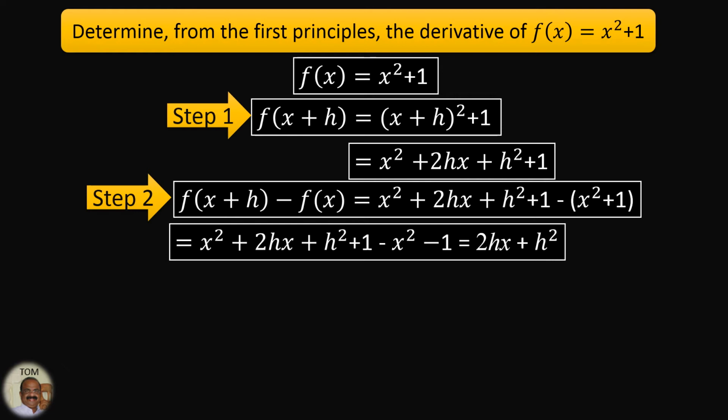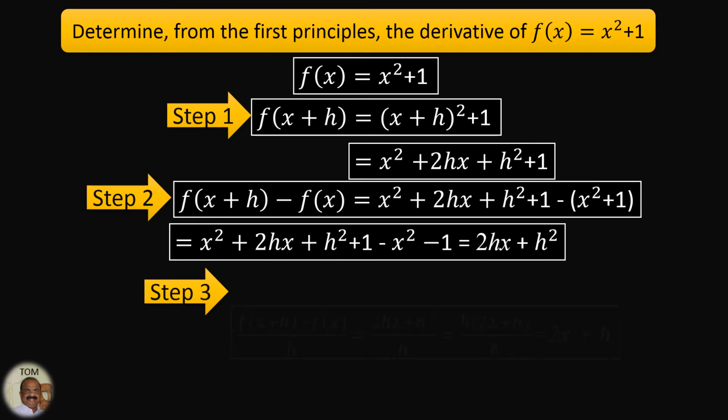Is equal to 2hx plus h square. How does it come? X square and minus x square cancelled, plus 1 and minus 1 cancelled. So we get 2hx plus h square.